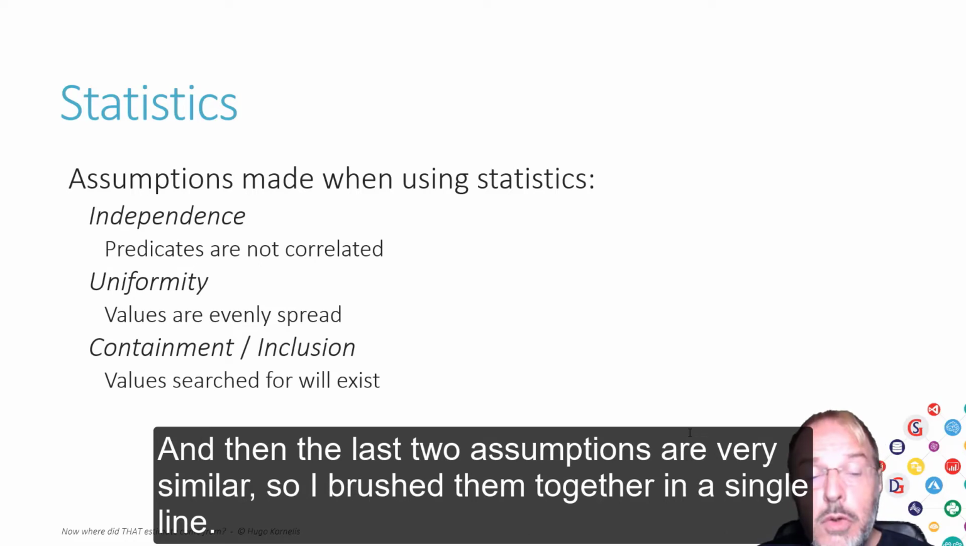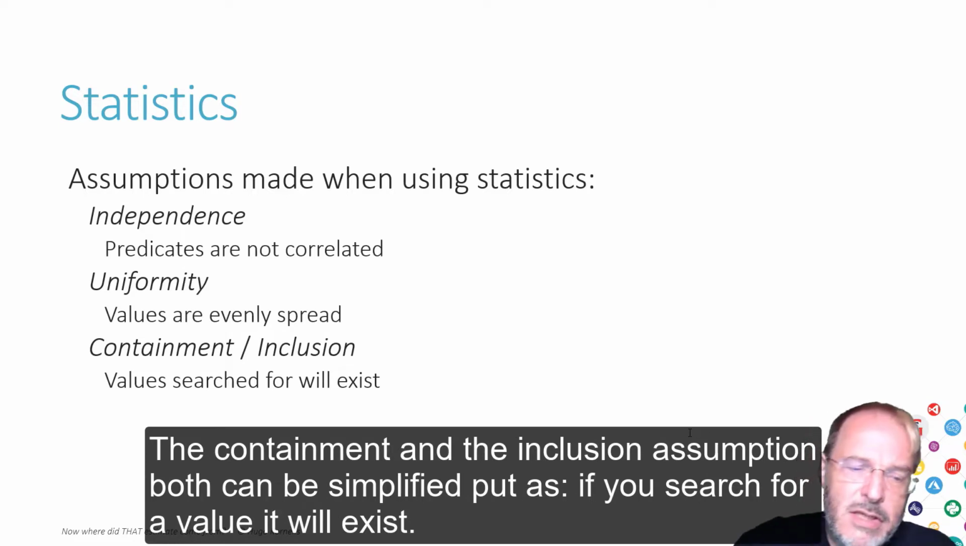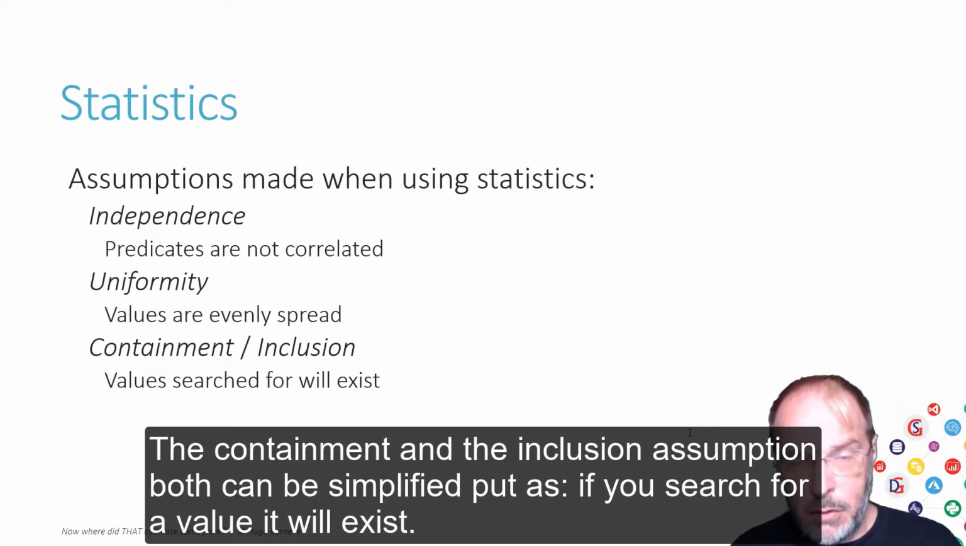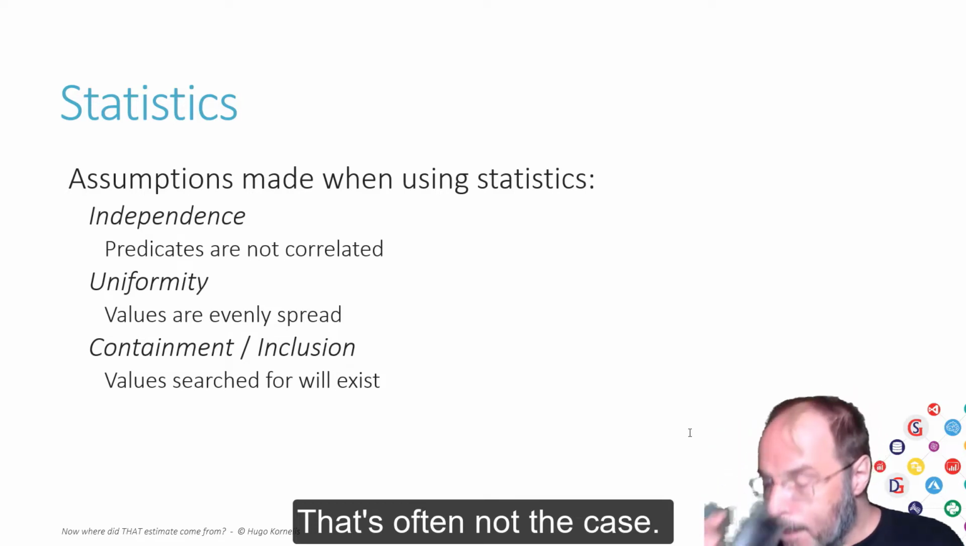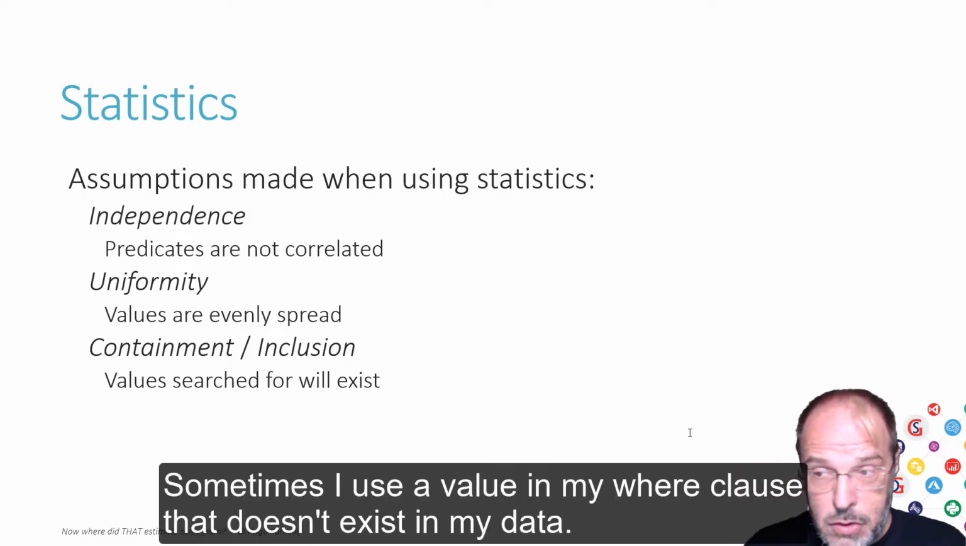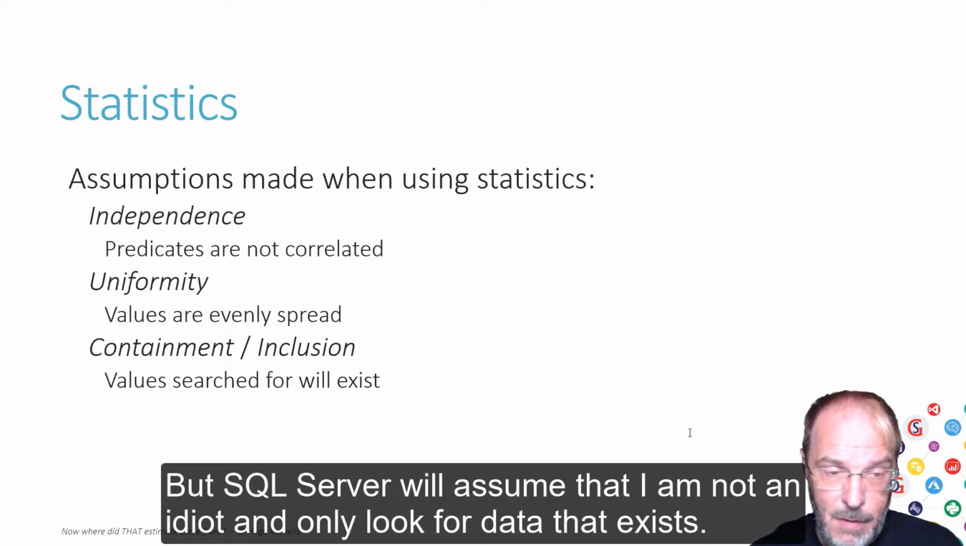And then the last 2 assumptions are very similar, so I brush them together in a single line. The containment and the inclusion assumption both can be simplified as: if you search for a value, it will exist. That's often not the case. Sometimes I use a value in my where clause that doesn't exist in my data. But SQL Server will assume that I am not an idiot and only looking for data that exists, even when I don't.